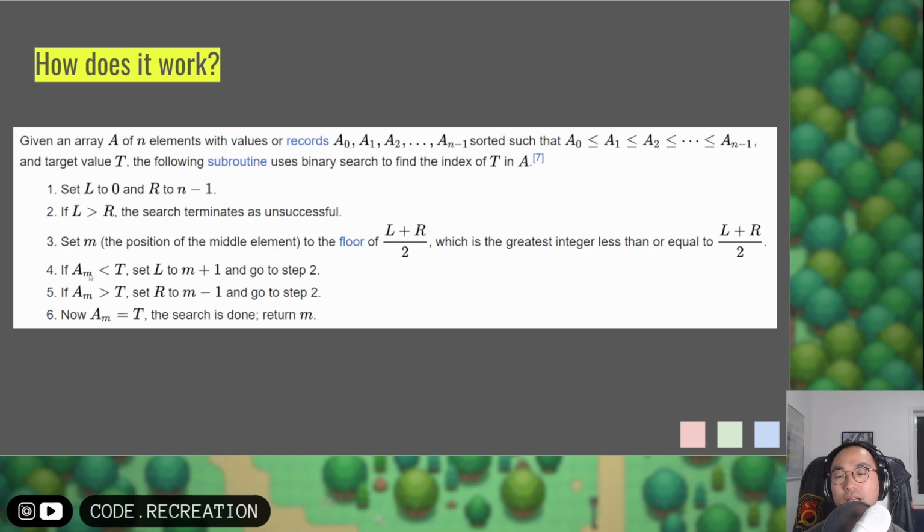However, if A at m is less than T, then we can set the left value to m plus 1 because we don't need to worry about anything at or below the index of m. Whereas if A at m is greater than the target, then we're going to set our right variable to m minus 1 because the value that we're looking for cannot exist beyond the right of our index value.